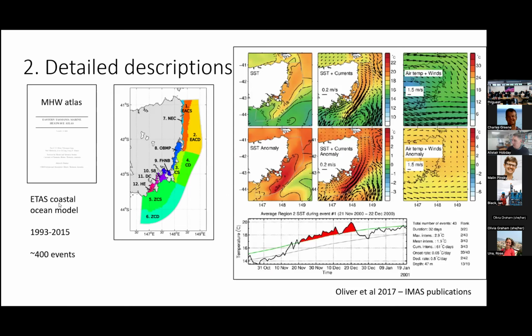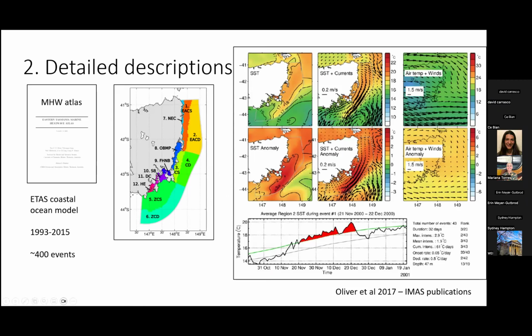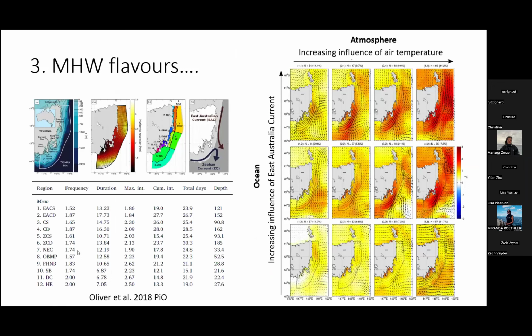The second one is generating detailed descriptions. And again, here's an example of a marine heat wave atlas we've produced for Eastern Tasmania, looking at 12 different regions off the coast, identifying 400 different events and looking at what their patterns are in space and time. And that revealed, for example, different types of marine heat wave flavors. On the right-hand side is a statistical analysis of the spatial marine heat wave patterns that are influenced by the ocean in the X direction and by the ocean in the Y direction.